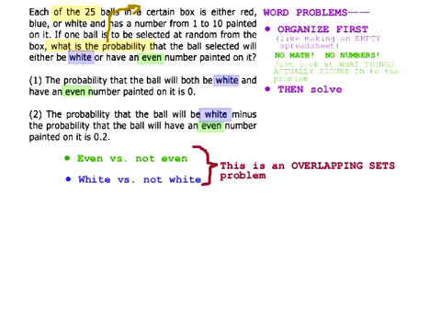Those are interchangeable questions. Like probability of 4 out of 25, same as saying you got 4 balls. Probability of 7 out of 25, same as saying you have 7 balls, and so on. So in this context, at least, this is equivalent to how many balls are white. So yeah, overlapping sets problem. All right. Overlapping sets grid. Let's make one.